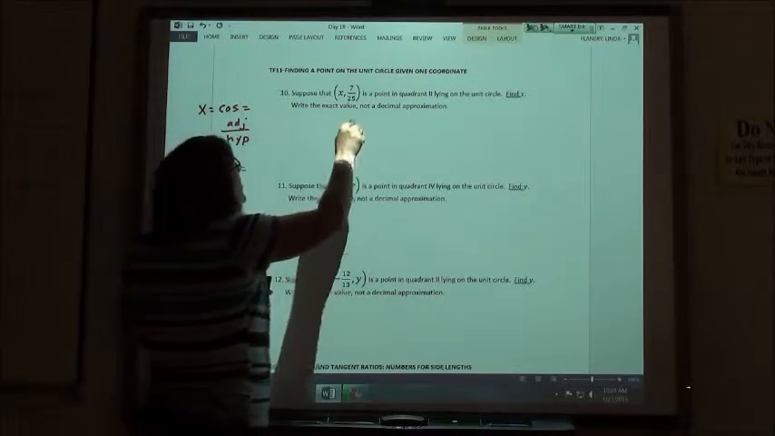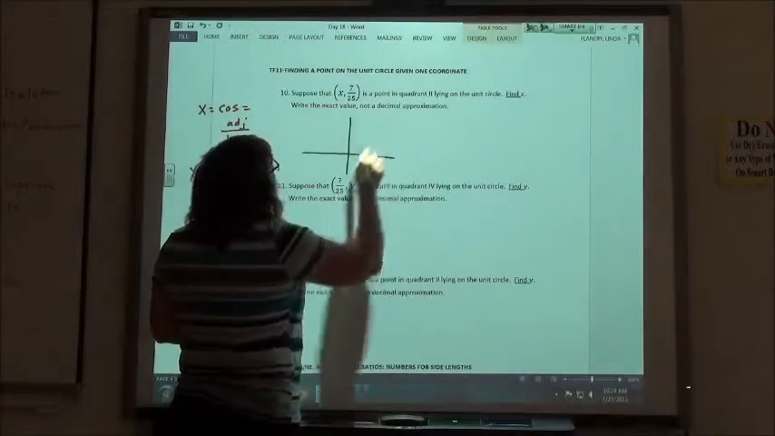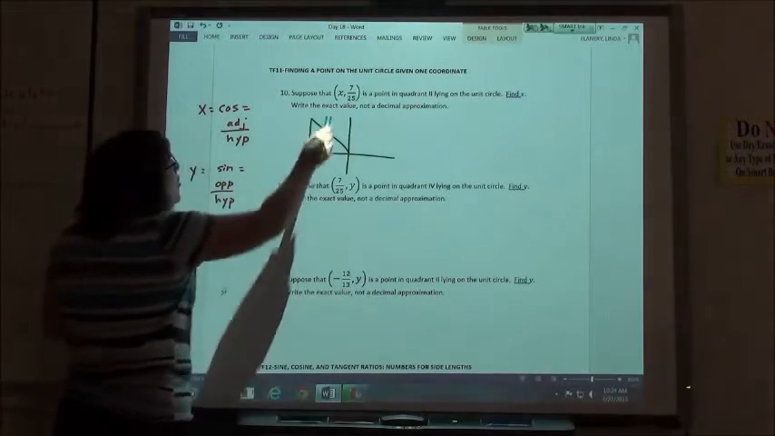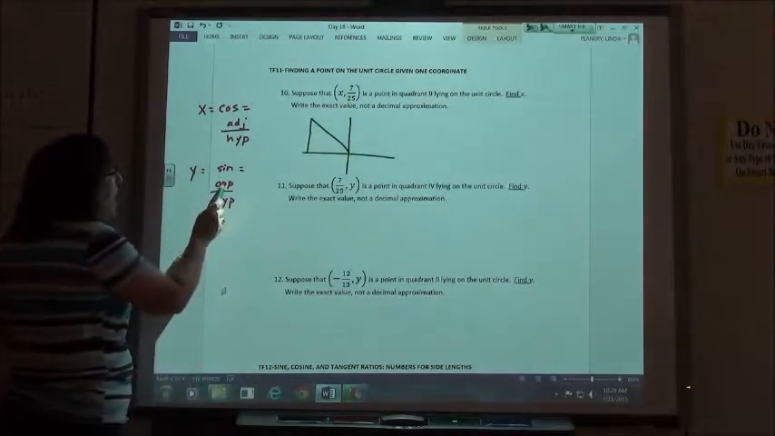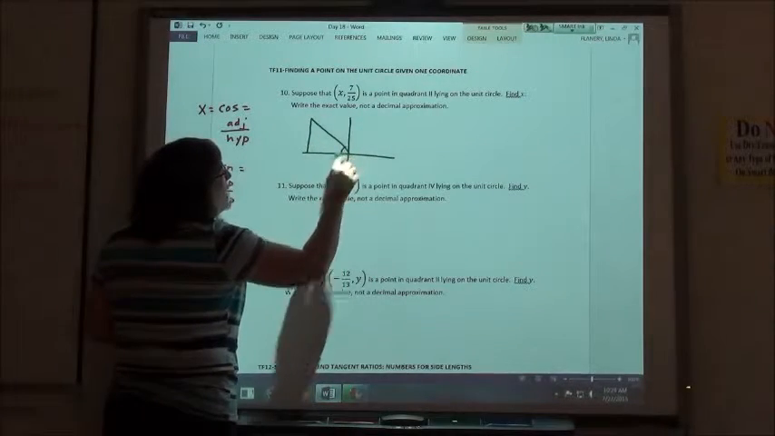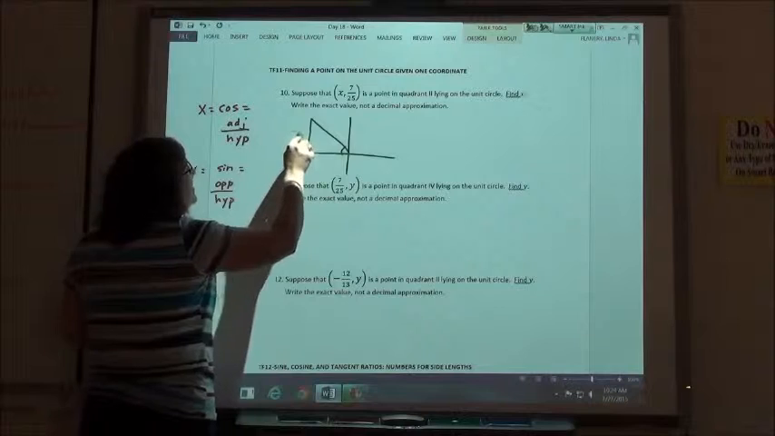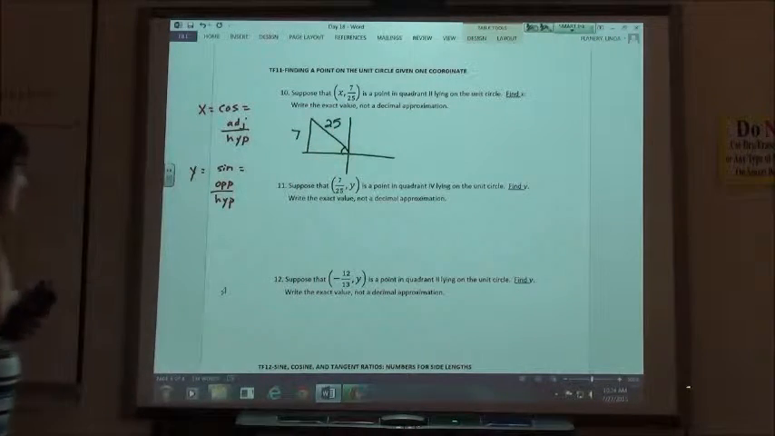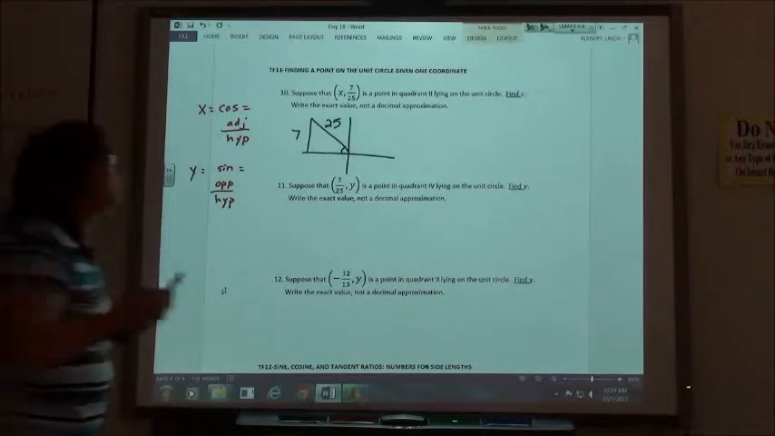So what we want to do is sketch this. We have a point in quadrant 2, so it goes this way. And we know what the sine is, so we know the opposite side and the hypotenuse. So the opposite side, we're always going from this angle here. The opposite side is 7, the hypotenuse is 25. We need to find that other side by using our Pythagorean theorem.